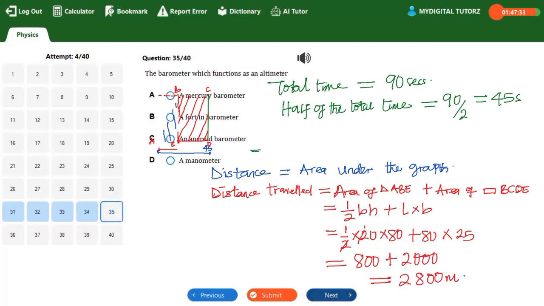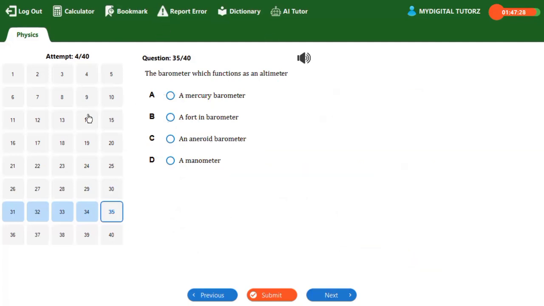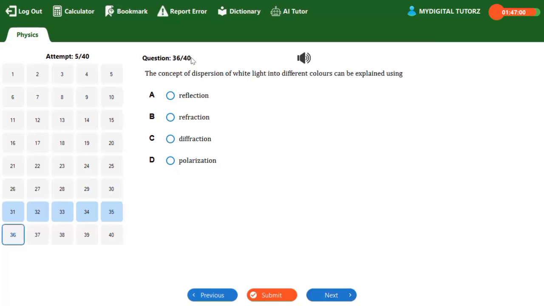So moving on to the next question, which is question 35. Question 35 says the barometer which functions as an altimeter. Altimeter, that is the height. Is it a mercury barometer, a Fortin barometer, an aneroid barometer, or a manometer? A barometer is used to measure atmospheric pressure. So the one that can function as an altimeter, measuring the height, is the aneroid barometer.